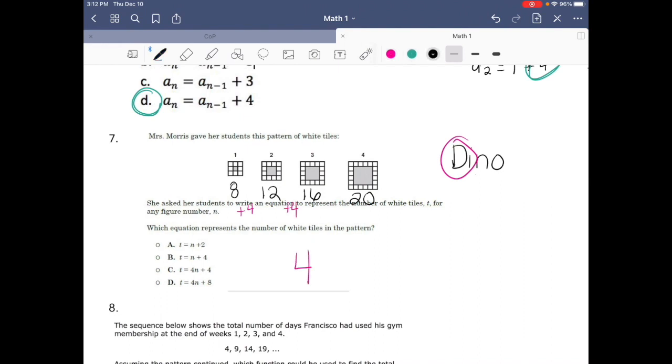Okay, so 4. We're going to bring down that variable n, or if you want to use x, it's completely up to you. And then we need to find our initial term. So our initial term is going backwards. So instead of adding 4, I'm going to subtract 4. And that's going to give me 4.